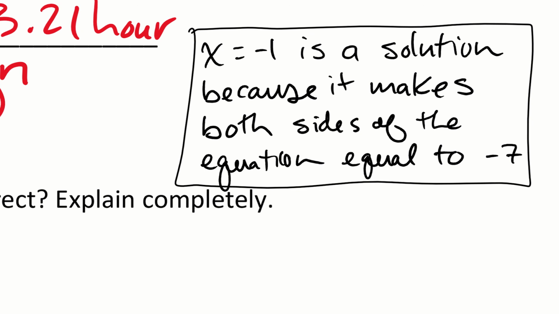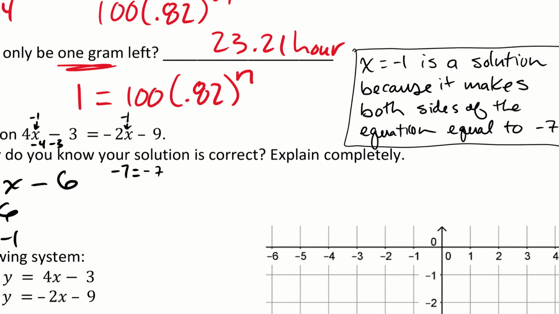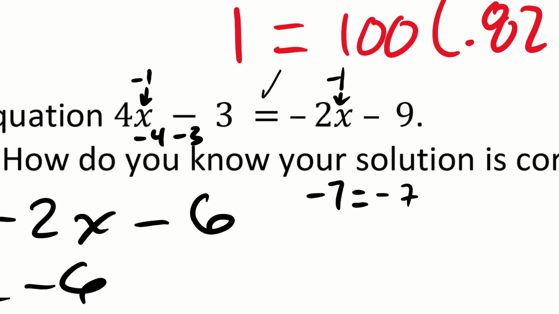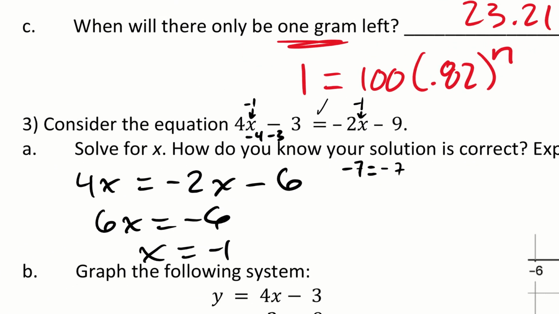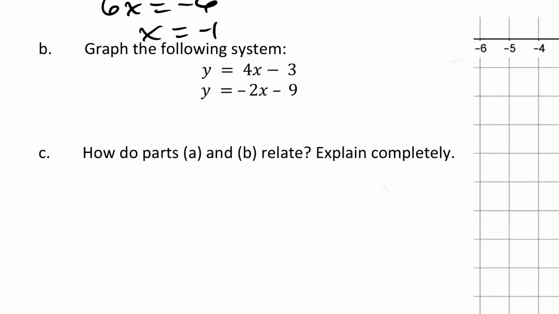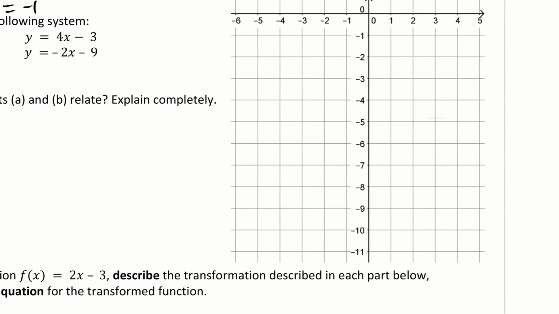So I just wrote x equals negative 1 is the solution because it makes both sides of the equation equal to negative 7. And that's the heart of an equation, right? What's the solution? It's a value of x that makes this equality statement true. And you can see when I plug in negative 1, it makes both sides negative 7. So let's move on. Part B says graph the following system of equations, although that wasn't written.